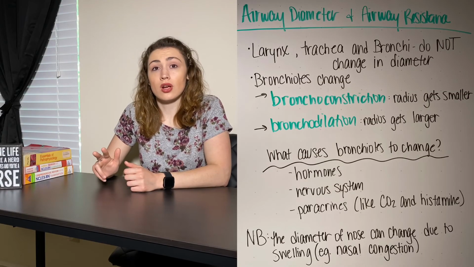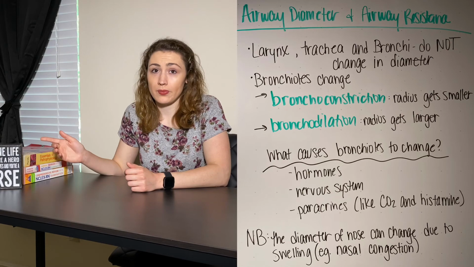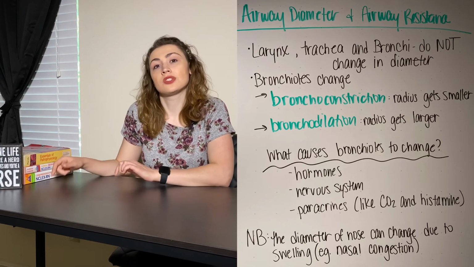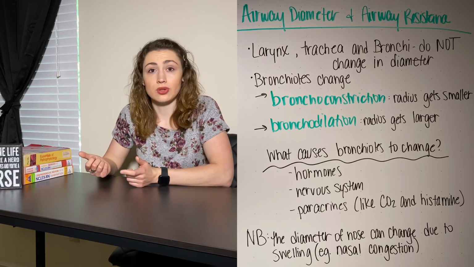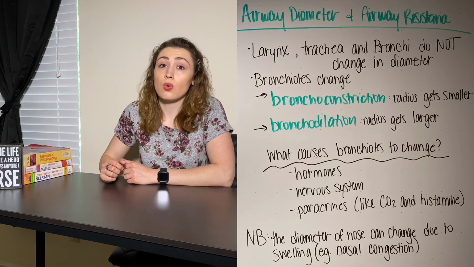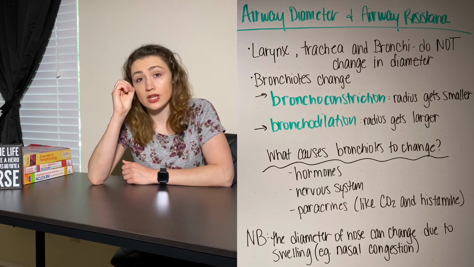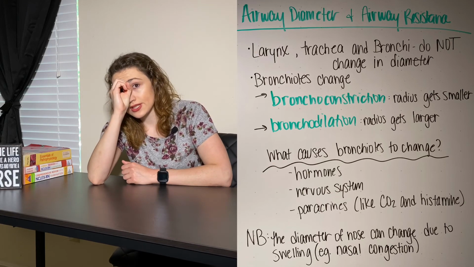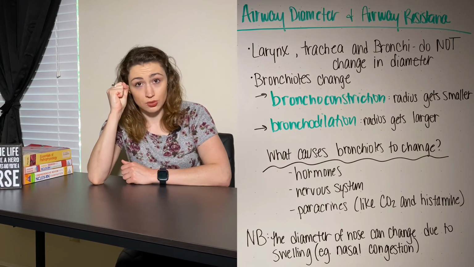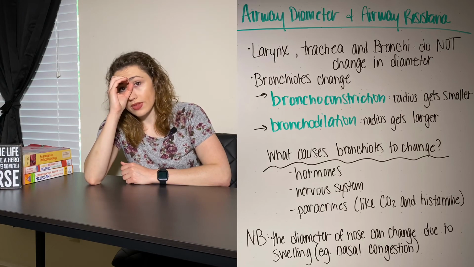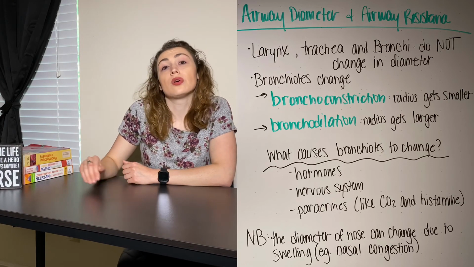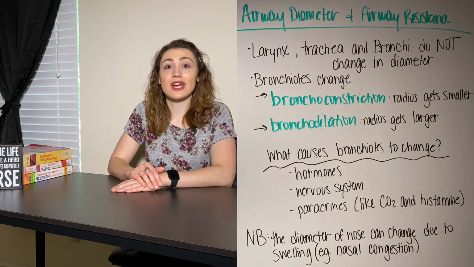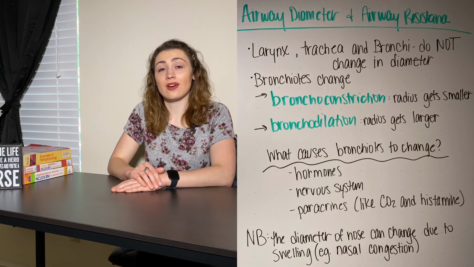Now let's talk about radius really quick. The larynx, the trachea, and the bronchi do not change in diameter. They don't change in diameter because they don't have smooth muscle that controls them. What does have smooth muscle that controls it though? The bronchioles, right? We talked about that earlier. So when smooth muscle contracts in a bronchiole, that is called bronchoconstriction, and it decreases the diameter and it decreases the radius of a tube. When the smooth muscle relaxes though, that increases the diameter and it increases the radius of the tube, and we call that bronchodilation. And bronchoconstriction and bronchodilation therefore affect the resistance of air getting into our lungs.